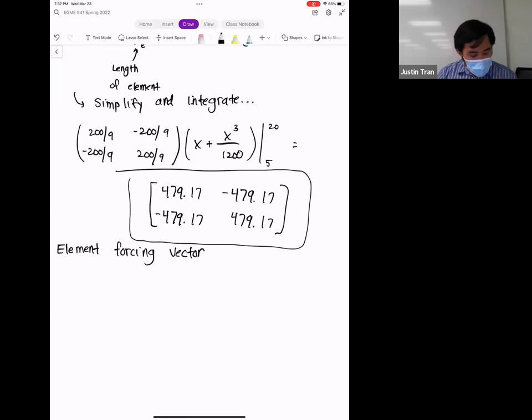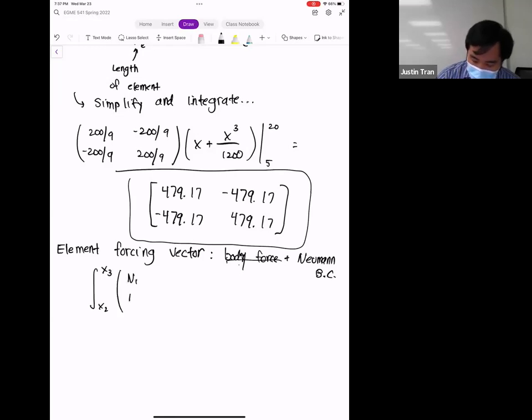Okay. And so our element forcing vector is going to have two contributions here. One from the body force, and another one from the Neumann BC. So let's do the body force one, because that's the same as before. And so we have an integral from x2 to x3 of n1, n2, b of x, dx. Okay.